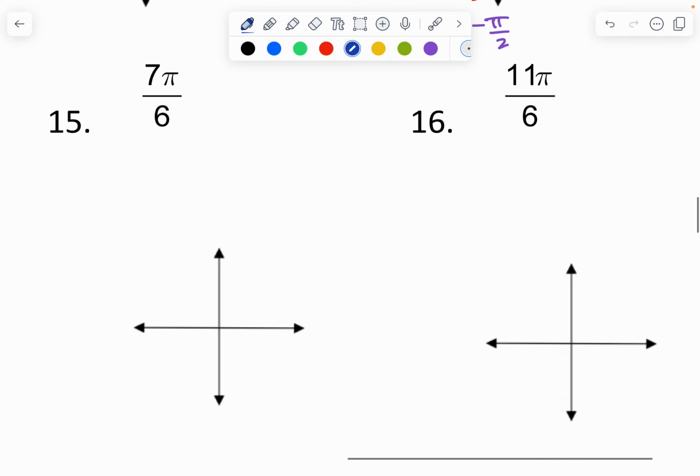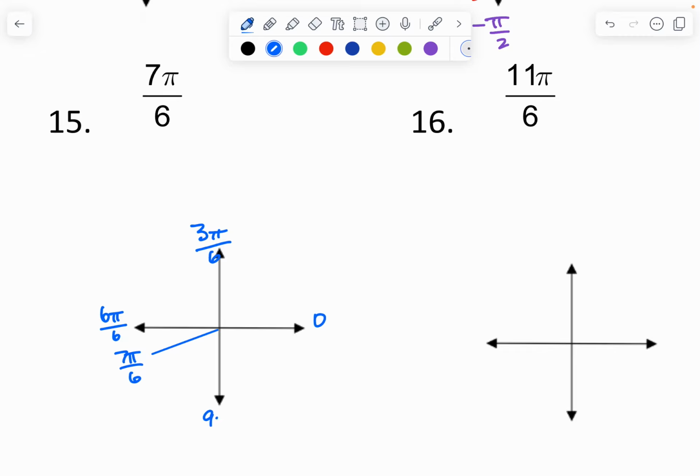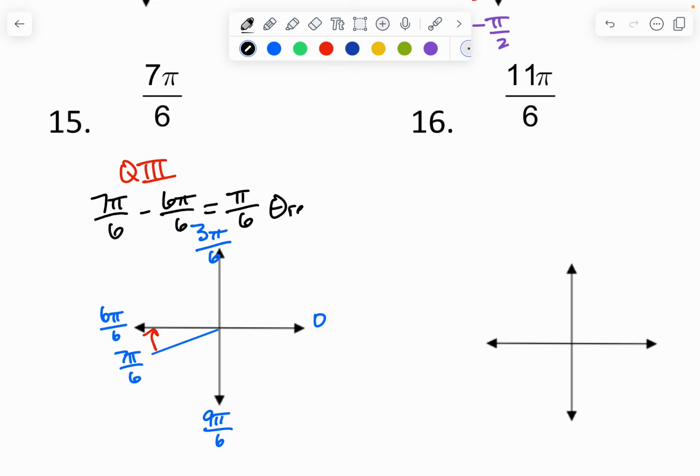Hopefully you're getting a lot faster at these as you go. 7 pi over 6. Again, with more practice, you'll learn that it just lies right over here. If you need to, though, you can still go through this process. But you really will get a lot faster as you learn your angles. This is 7 pi over 6. Since I'm in Q3, my reference is going to be standard minus pi. So pi over 6 is my reference angle.